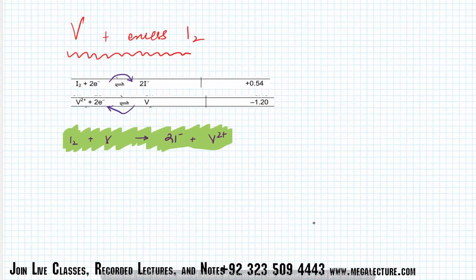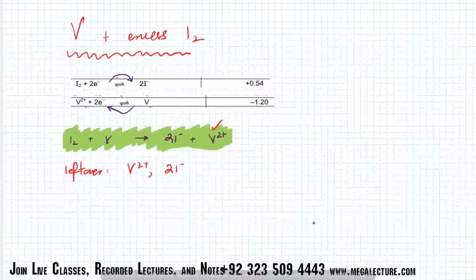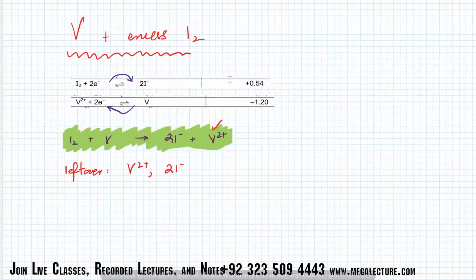Now, once the first reaction has happened, what is left? What's the leftover stuff in your beaker? Let me write leftover here. So now I've got V2+ that's formed, and I've got 2I-. Those are my products, and I have excess iodine, so that means there is still some iodine left. Was that clear?